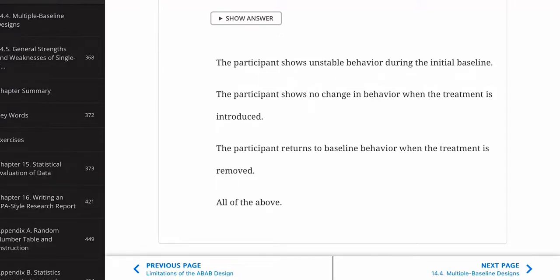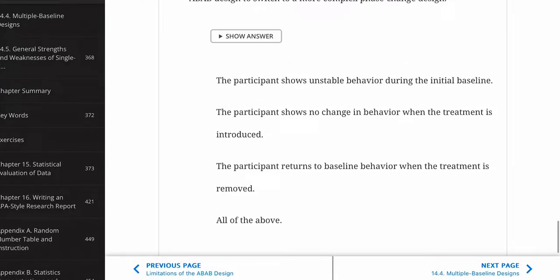Wait, I just said that backwards, y'all. I'm losing my mind. Let me go to the third one. The participant returns to the baseline behavior when the treatment is removed. Of course, if they return to the baseline behavior when the treatment is removed, that's what we want. So that's not it. It's actually the second answer, y'all. It's Thanksgiving and I'm cooking a turkey and I'm losing my mind.